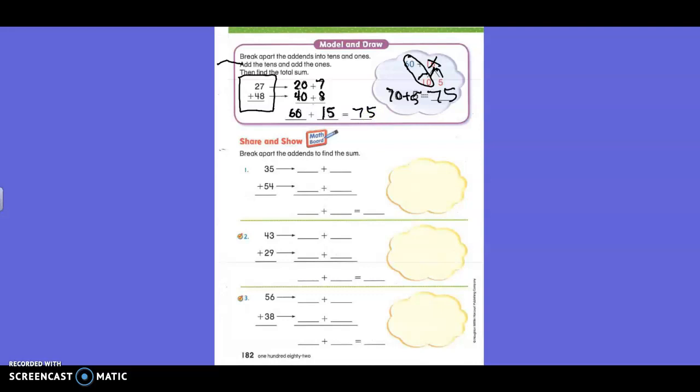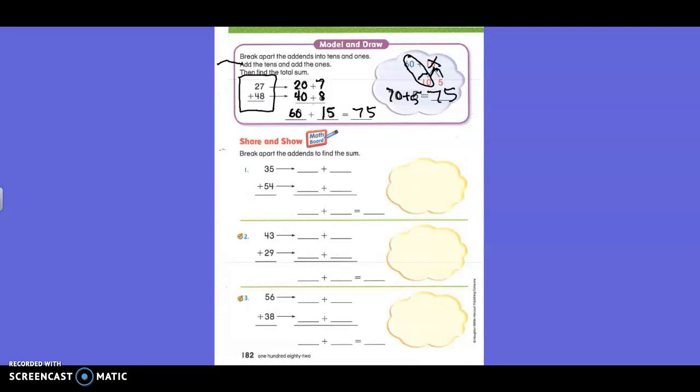Okay, so now we're going to do number 1 together, and then I'll have you do the other ones with your partner. Okay? Really pay attention. I will try to go slow so you can understand. Are you guys ready? Yeah. Okay, number 1, we have 35 plus 54.